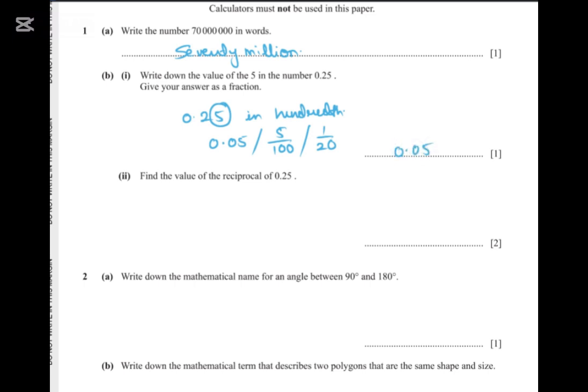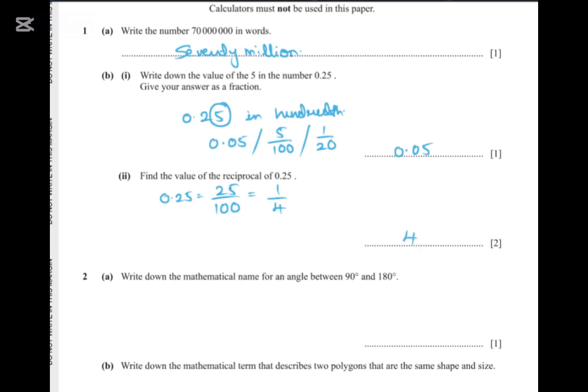Question number 2. Find the value of the reciprocal of 0.25. Whenever reciprocal is asked, you have to first write the number in fraction form. So 0.25 can be written as 25 by 100, and if I simplify it, I will have 1 by 4 as the simplest fraction. Then the reciprocal of 1 by 4 will be just 4.